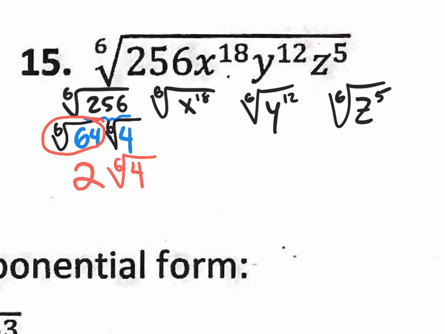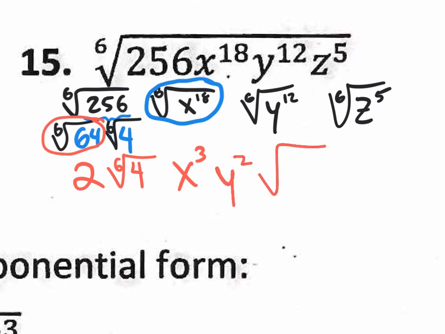And over here, where we have the 6th root of x to the 18th, it's really a division problem. 18 divided by 6, and what do we get? X to the 3rd, no more radical. And then over here, it's really a division problem. It's really 12 divided by 6, because remember, the sixth root is the 1/6 power. So that really becomes 12 divided by 6, which is y squared. And last but not least, you cannot do that last one, so you're going to leave it.